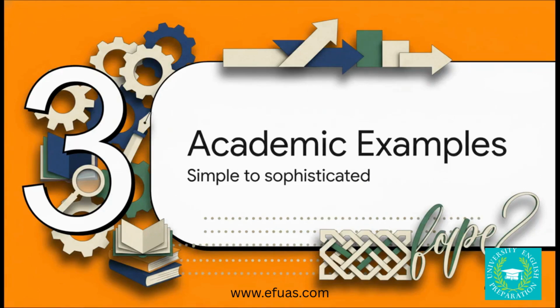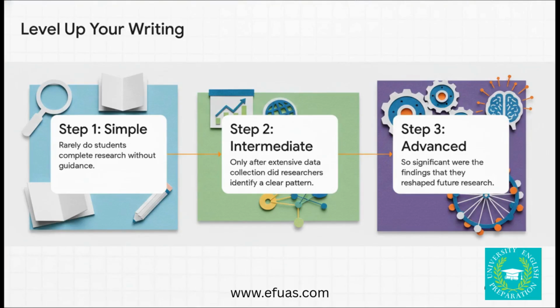Now that you have the tools, let's see how they actually work in practice. We're going to look at how you can apply these patterns to level up your own writing, moving from some simple applications to more advanced and sophisticated ones. You can see a really clear progression here. You can start with a simple inversion like rarely do students, just to make a point. Then, as you get more comfortable, you can use an intermediate form like only after to describe a process. And the goal is to build towards those advanced structures like so significant were to really analyze the profound impact of something. Each step adds a whole new layer of sophistication to your writing.